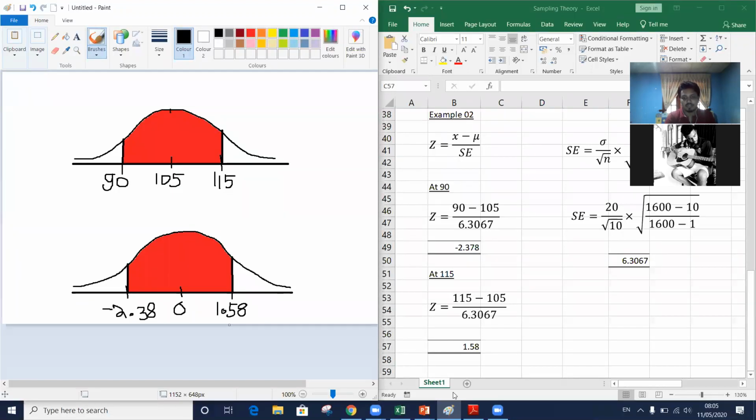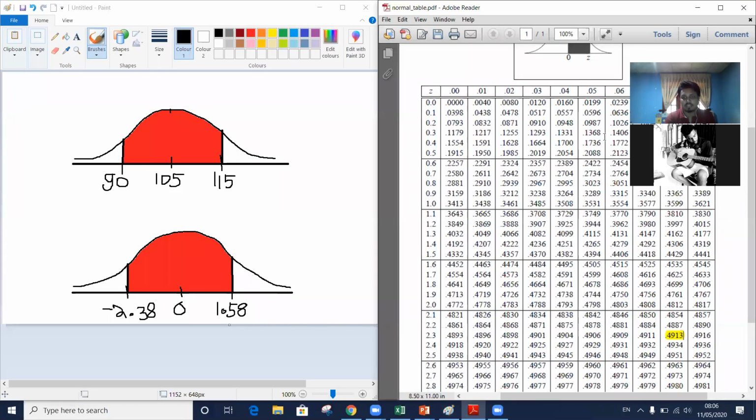Right. Now using the Z table, right? This normal table we can find the value of the probability, right? We can find the probability value, right?